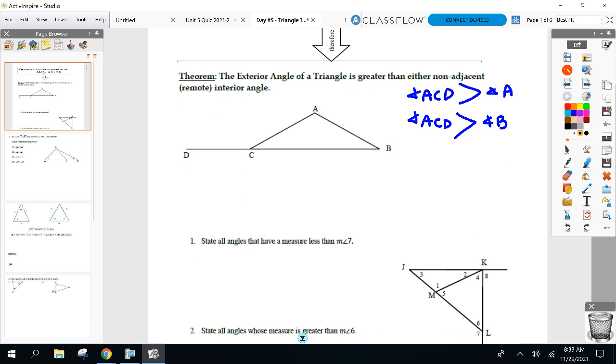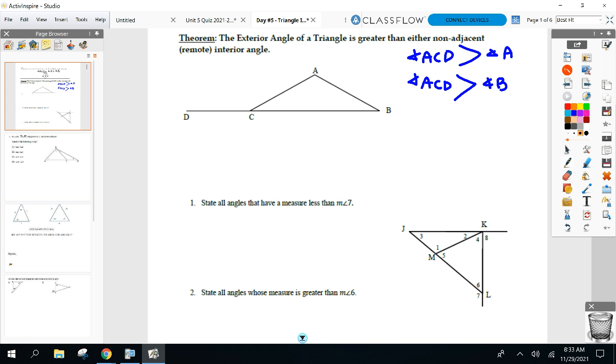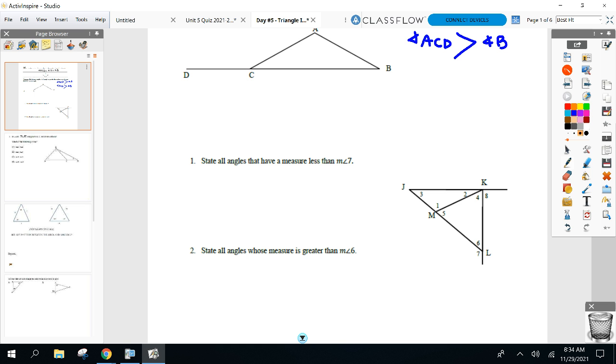Can you do it, honors kids? State all the angles in this diagram that are less than angle 7. And just to let you know, I have 5 of them. Can you find all 5 that are less than angle 7? Well, let me help you out with one of them, and then I'll start calling on people.